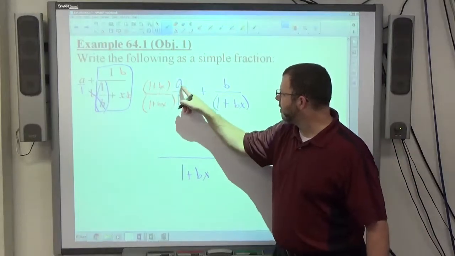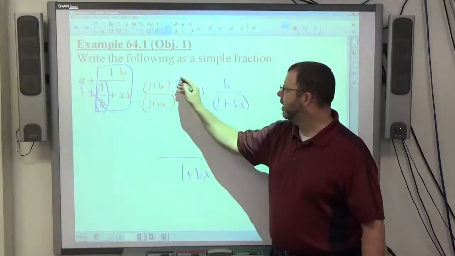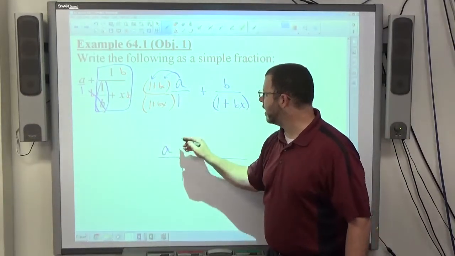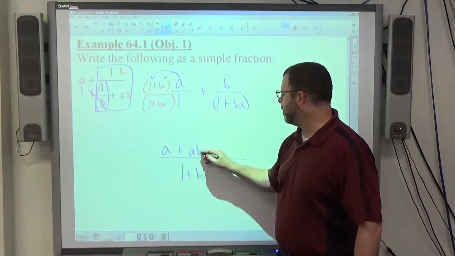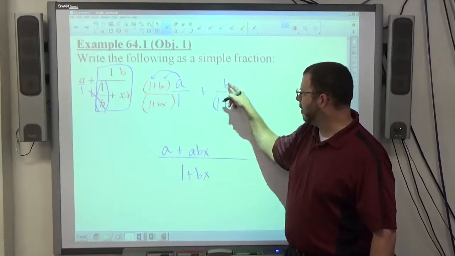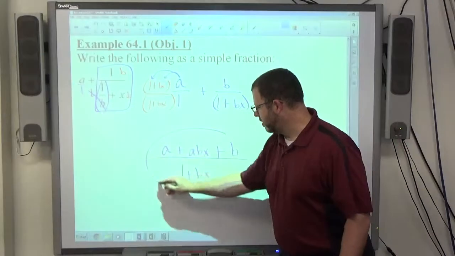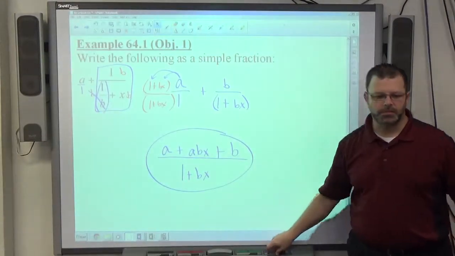And then this plus that is going to be the numerator. In this case, I've got to multiply the a through as distributive property. So a times 1 is a, times bx is abx, and that fraction is being added to b over 1 plus bx, so plus b, and that's what we get as an answer.